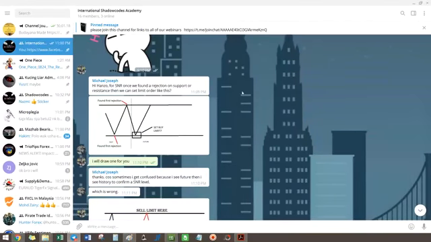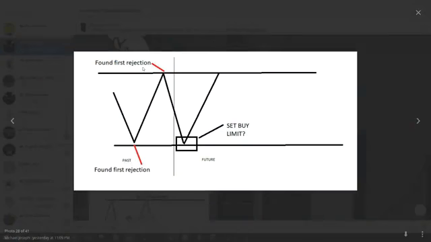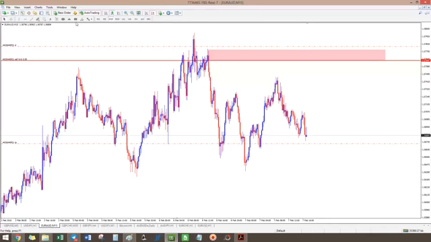All right. So your question: once we find a rejection on support resistance, can we set a limit order like this? So you sit there, find the first rejection, and over here you will already put your buy limit. And over here, you already made your sell limit, so over here your sell is already triggered. For example, I will show you on Euro GBP.